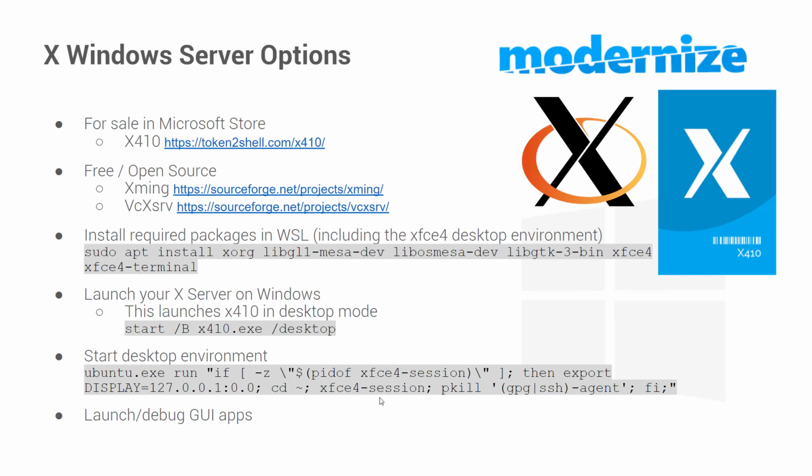Then here's where it's launching the window manager, and then when the window manager closes, then it just cleans up and removes the SSH agent so that it disconnects from the server. Once you've done that, you can launch or debug your GUI apps.